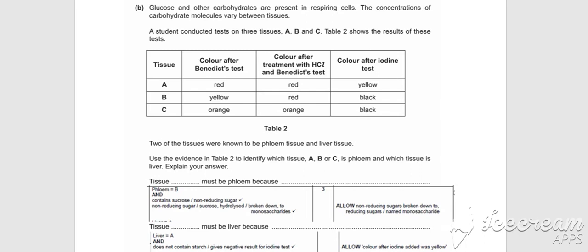sugar there. The iodine test is where you would add iodine to try and identify starch, and you would expect it to go from an orangey yellow colour to a blue-black colour if starch is present. So 2 of the tissues were known to be phloem tissue and liver tissue. So the phloem is part of the plant and the liver is part of an animal. So use the evidence in Table 2 to identify which one is the phloem and which one is the liver.